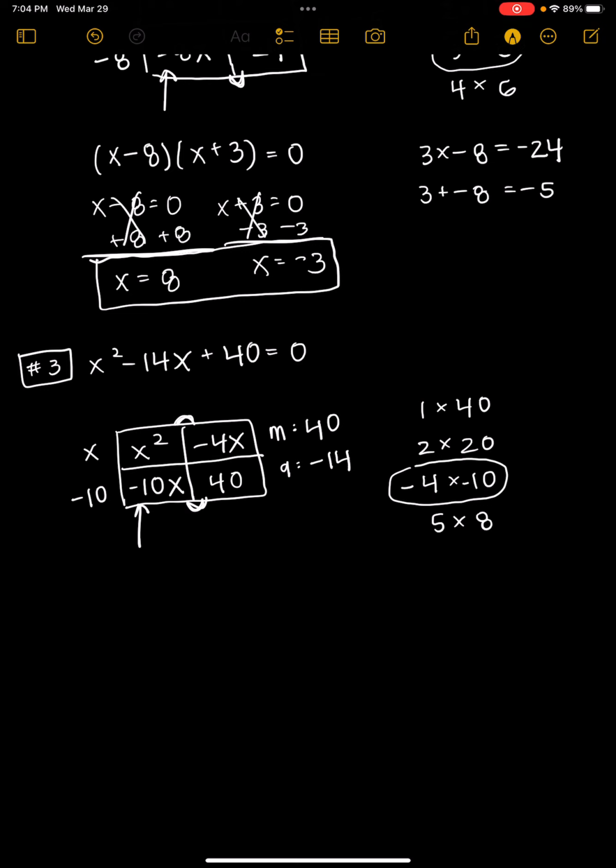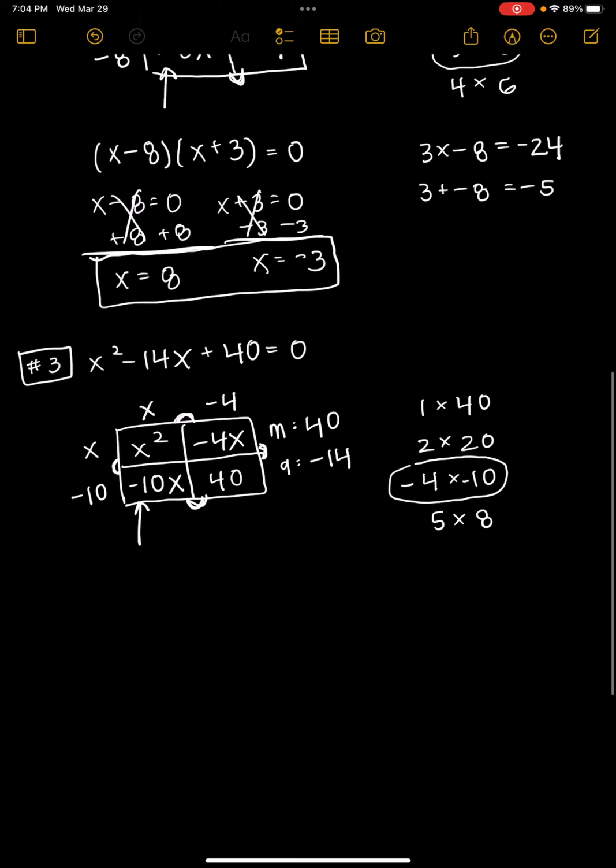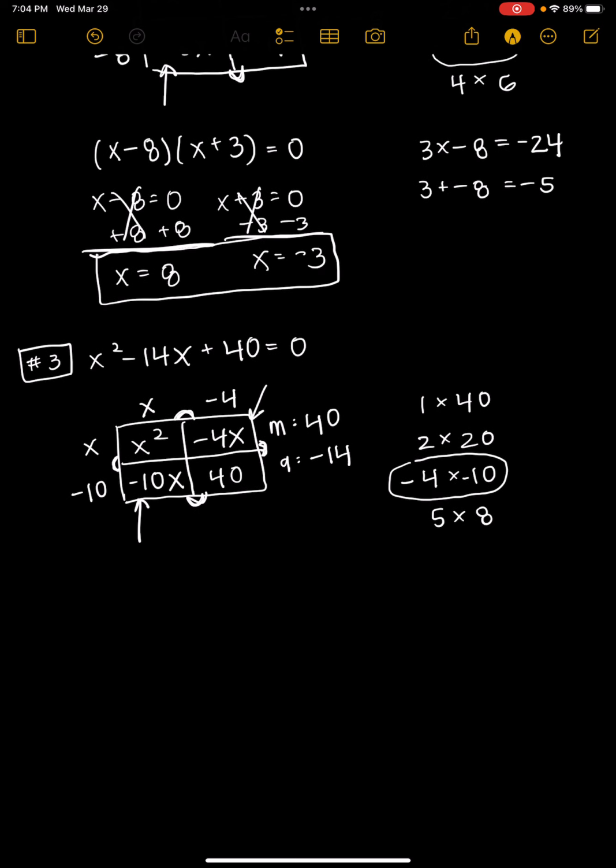What do the top two boxes have in common? Oh, they have an x in common. What do the left two boxes have in common? They also have an x in common. And then what do the right two boxes have in common, or what can I divide by? It would be a negative 4. Once again, I pull a negative out because this negative 4 inside the box is negative. So now I can write this out in factored form. X minus 10 times x minus 4 is equal to 0.